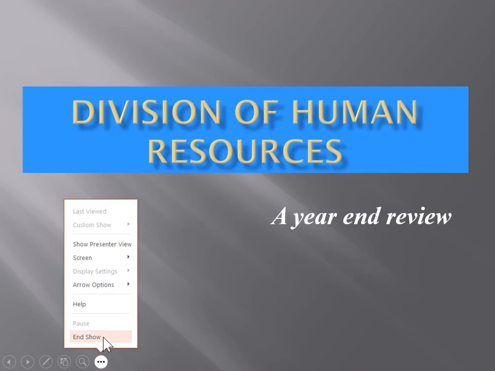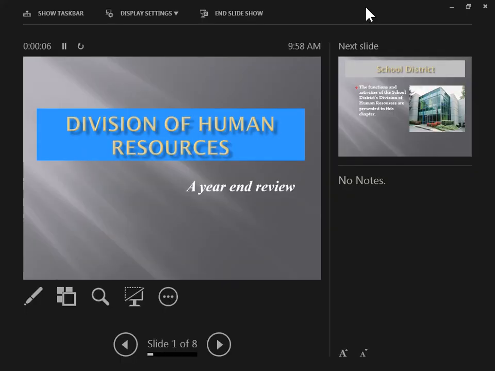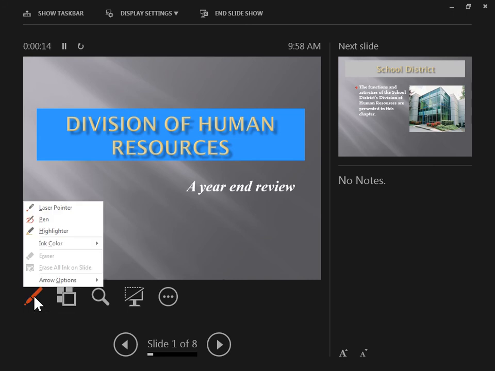Select Show Presenter View. On the Presenter View control bar, click the Pen and Laser Pointer Tools icon. To point on the presented slides, select Laser Pointer.